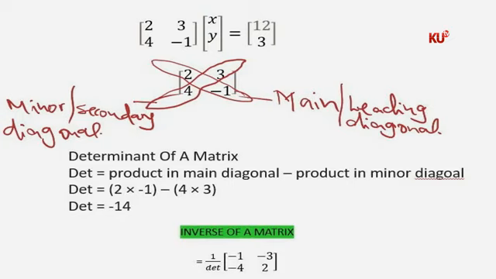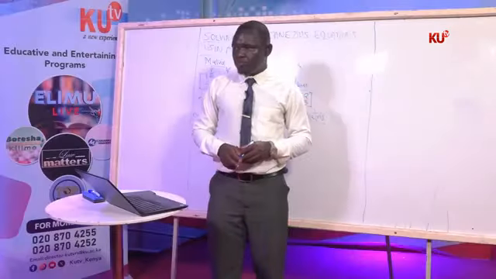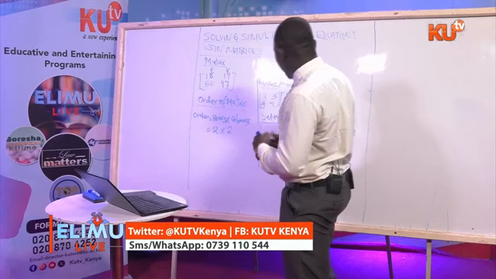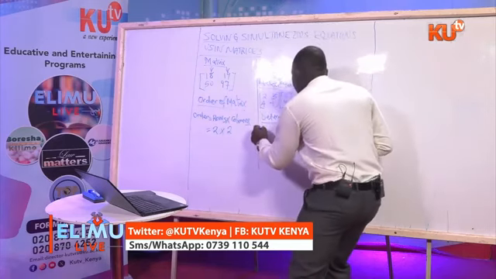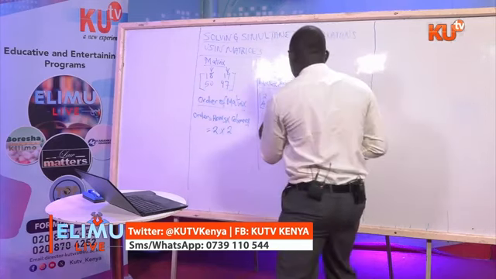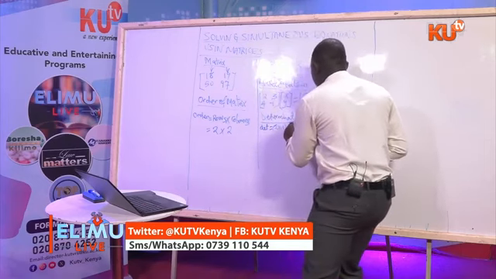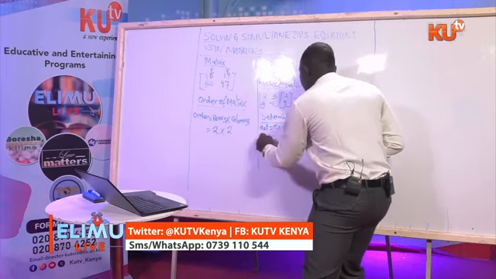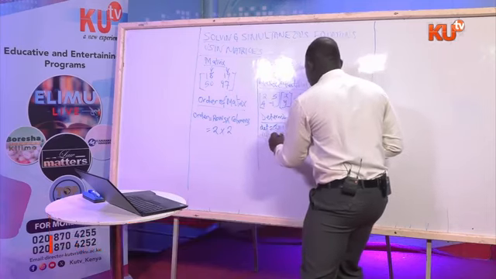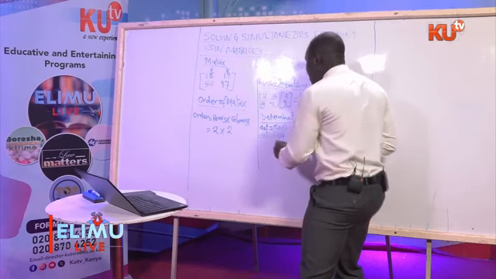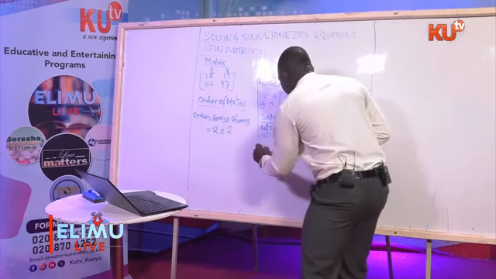Don't forget, determinant of the matrix is obtained by taking the product of elements in the main diagonal minus the product of elements in the minor diagonal. Thank you. Because we've now gotten that our determinant has been 2 times -1 minus 4 times 3, and we've gotten the determinant here as -14, let's now see how we can get the inverse of the matrix.